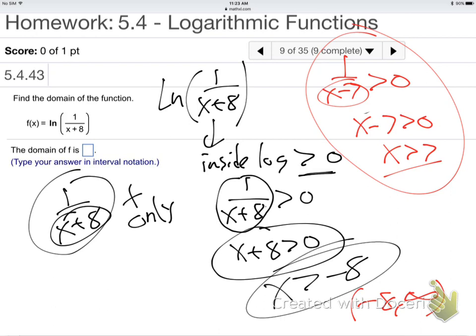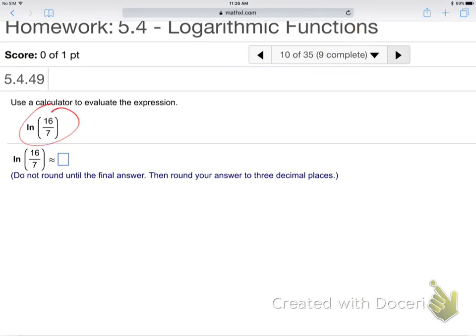Anyway, you guys got your calculator? Natural log of 16 over 7. So hit the button, see if you can get that. I'll put the answer once I can find the buttons. Natural log 16 divided by 7. They want it rounded to 3 places. So 0.8266. The third place, look one to the right, 0.827.